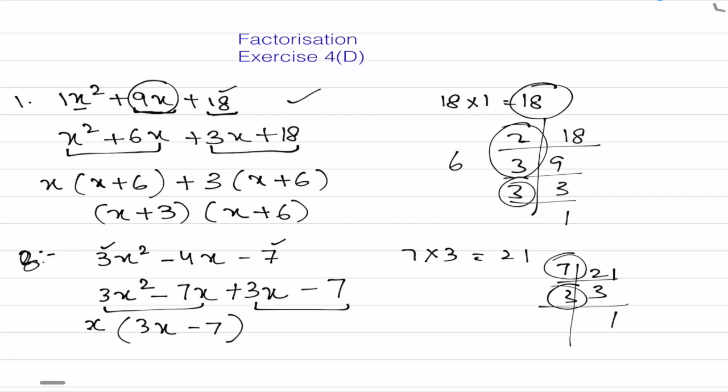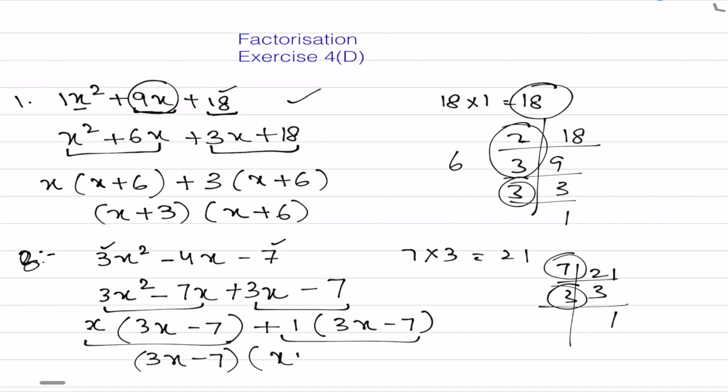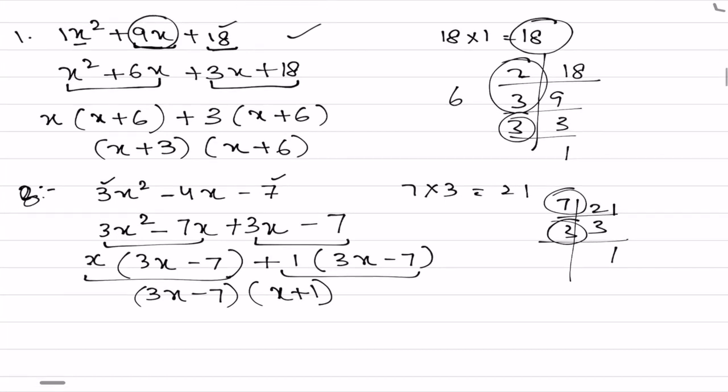3x minus 7. In the last two, what is common? Nothing is common. So 1 is a common factor of both the terms. So 1 into 3x minus 7. Now again we will see what is common. So 3x minus 7 into x plus 1. So 3x minus 7 and x plus 1 are the factors of the given expression.